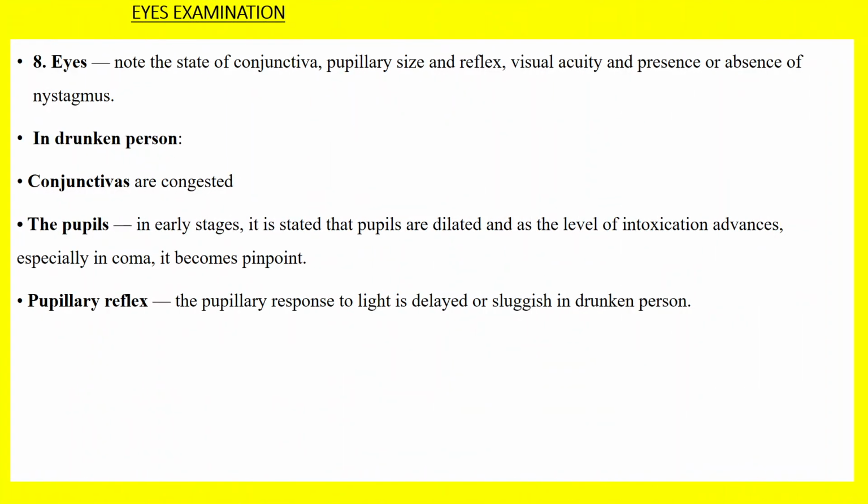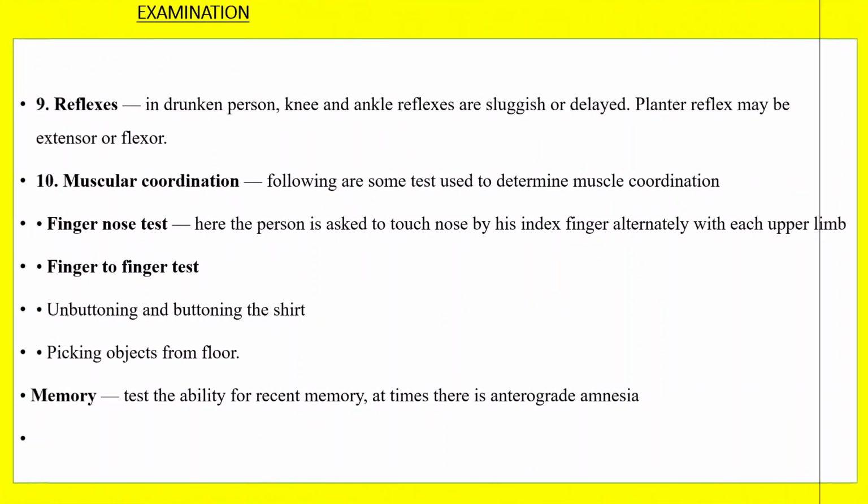Next, eyes are to be examined. Note the state of conjunctiva, pupillary size and reflex, visual acuity, and presence or absence of nystagmus. In a drunken person, conjunctiva are congested. In the early stages, it is stated that the pupils are dilated. And as the level of intoxication advances, especially in coma, they become pinpoint. Pupillary reflex is a response to light which is either delayed or sluggish in a drunken person.